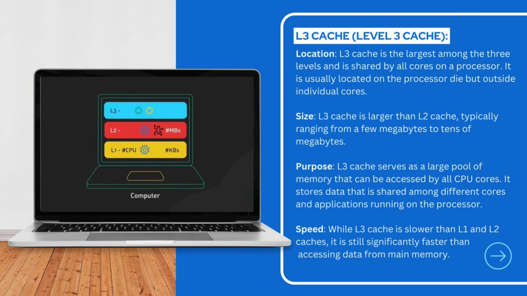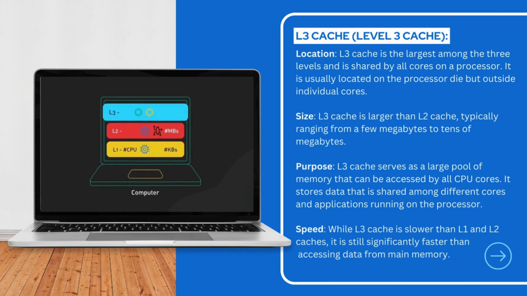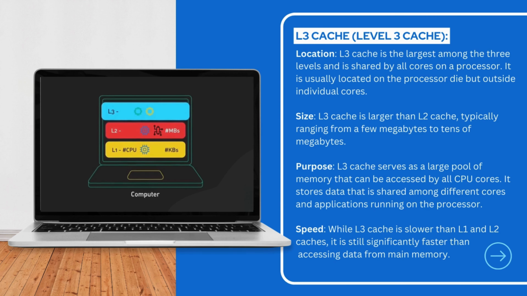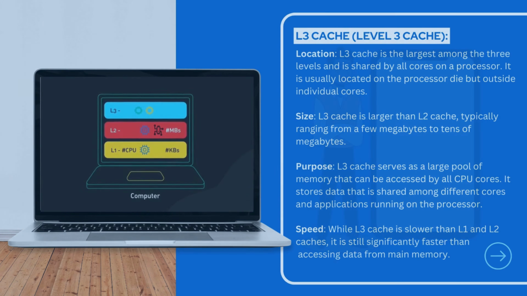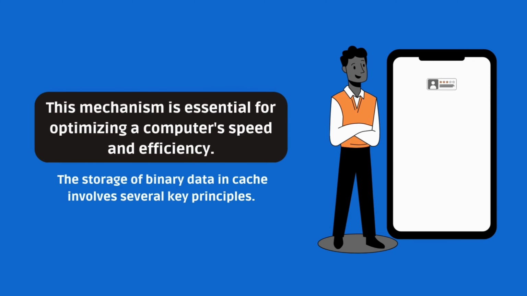While L3 cache is slower than L1 and L2 caches, it is still significantly faster than accessing data from main memory. This mechanism is essential for optimizing a computer's speed and efficiency.